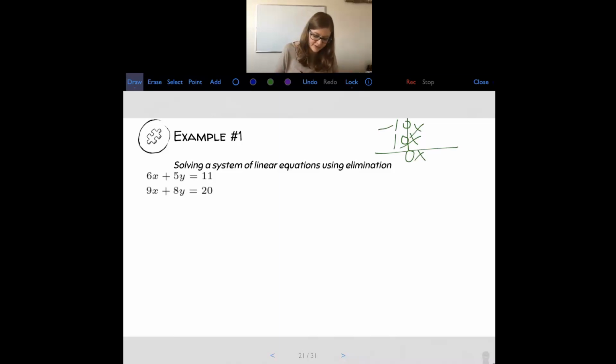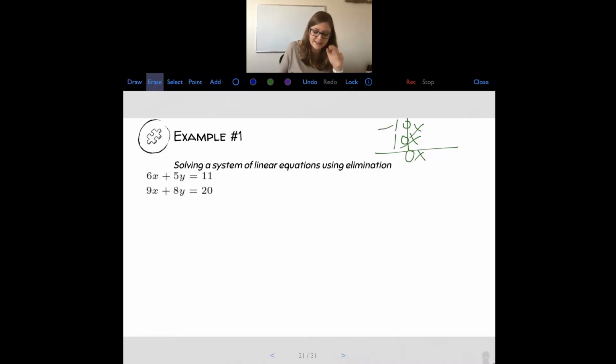It's your choice if you want to eliminate x or y. I recommend doing the one that's easier. Okay, so if we look at x, we have 9 and 6. Using multiplication, we can get 9 and 6 to 18, or one to positive 18 and one to negative 18, so that when you add, they cancel out. If you look at 5 and 8, the smallest number that those can both get to is 40. So you choose which way you want to go. I'll probably work with the x's because I'll be multiplying by smaller numbers.